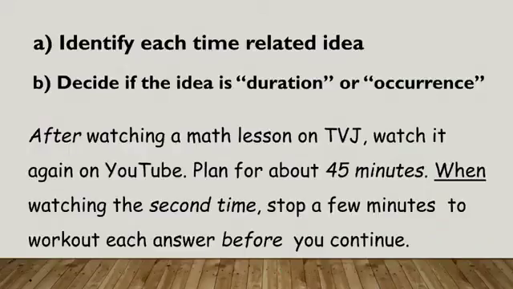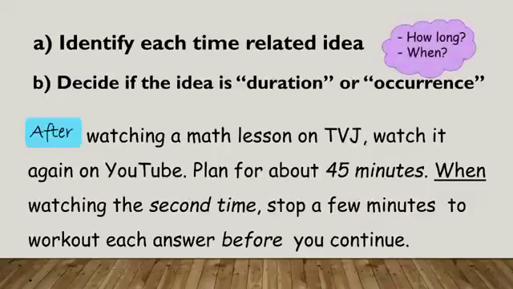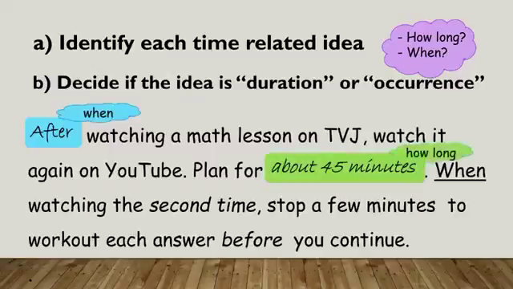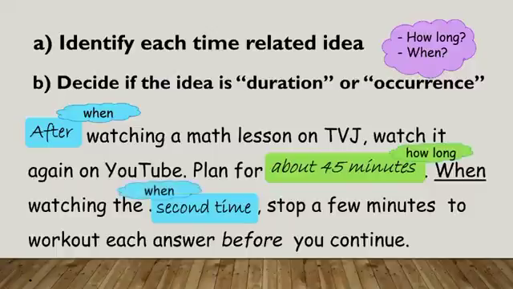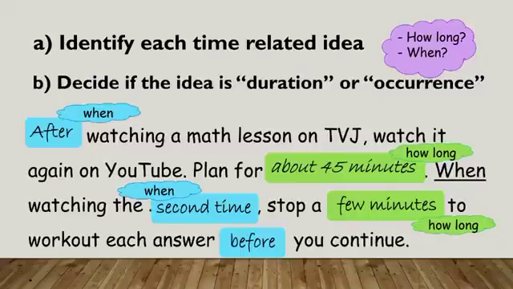All right, let us look at this. Identify each time-related idea and decide if it is duration or occurrence. After watching a math lesson on TVJ, watch it again on YouTube, plan for about 45 minutes. When watching the second time, stop a few minutes to work out each answer before you continue. Let us look at each situation. Which one is how long? After is a time-related thing, and that is when. When should it happen? About 45 minutes, that is how long. The second time is when, and few minutes is how long, and the last one is before, and before again is when.